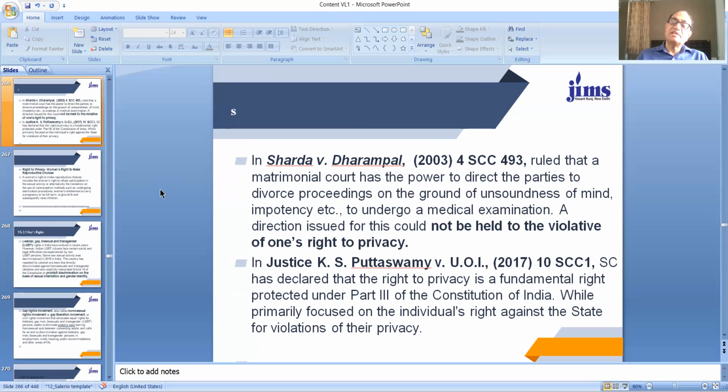And then, dear students, finally, this right to privacy was again recognized in Justice K.S. Puttaswamy versus Union of India in 2017 by the Supreme Court, where the Supreme Court declared that the right to privacy is a fundamental right protected under Part 3 of the Constitution of India, while primarily focused on individuals' right against the state for violation of their privacy. The State cannot violate my privacy rights.